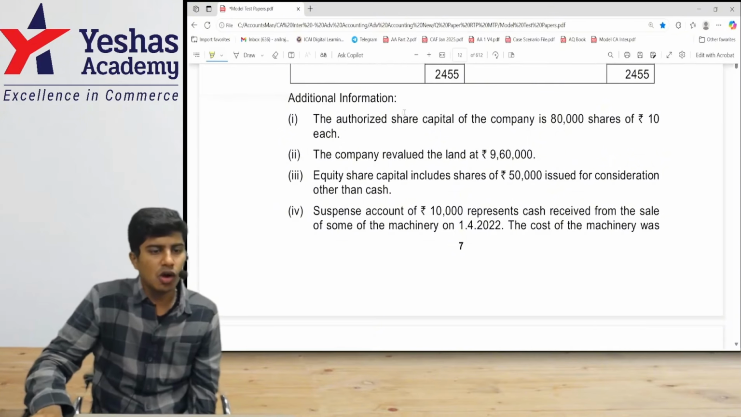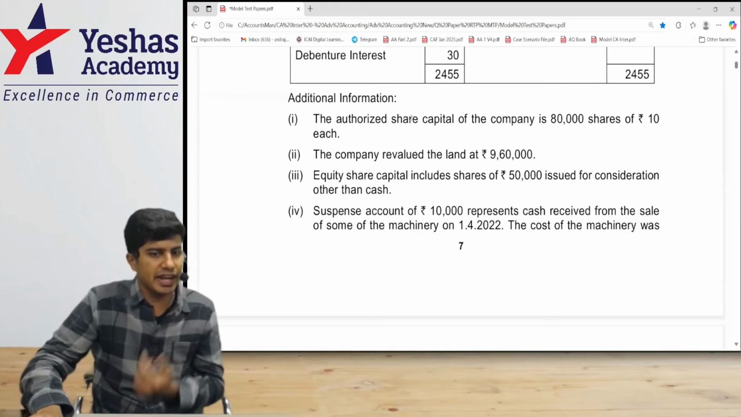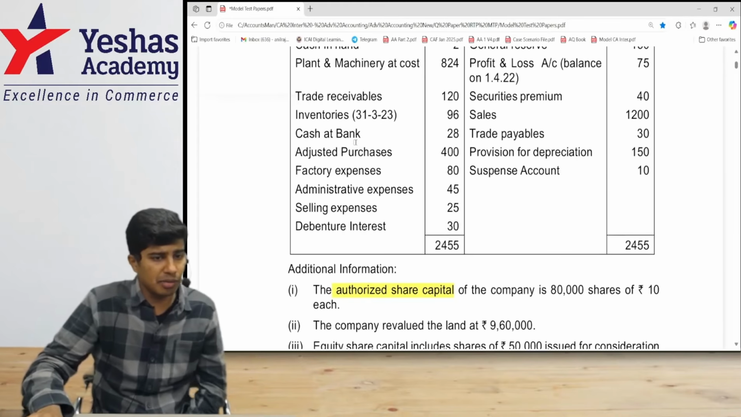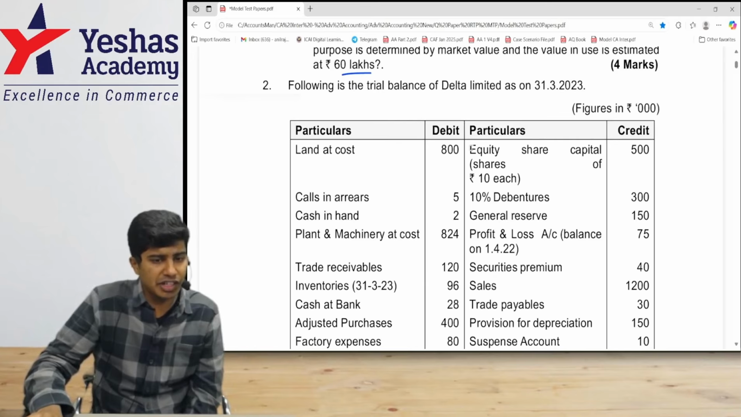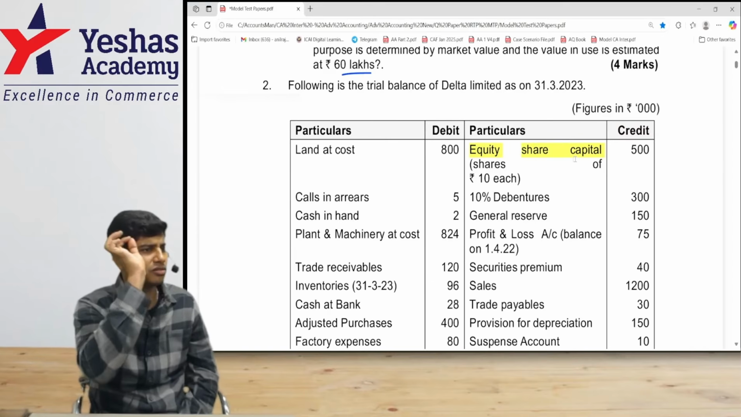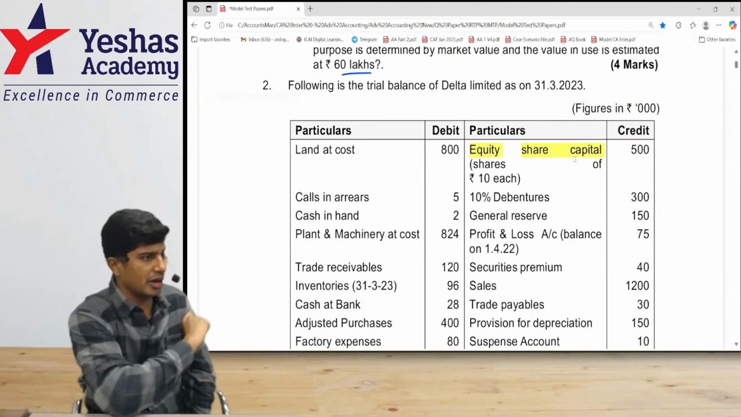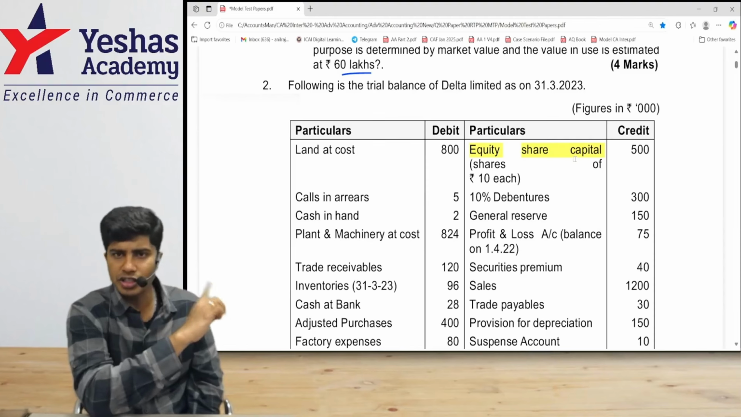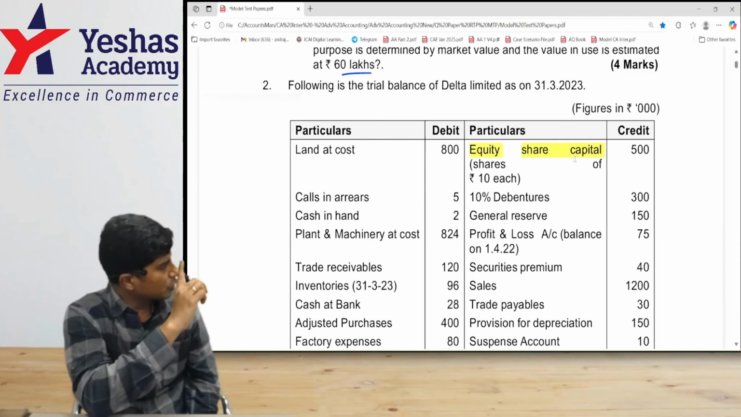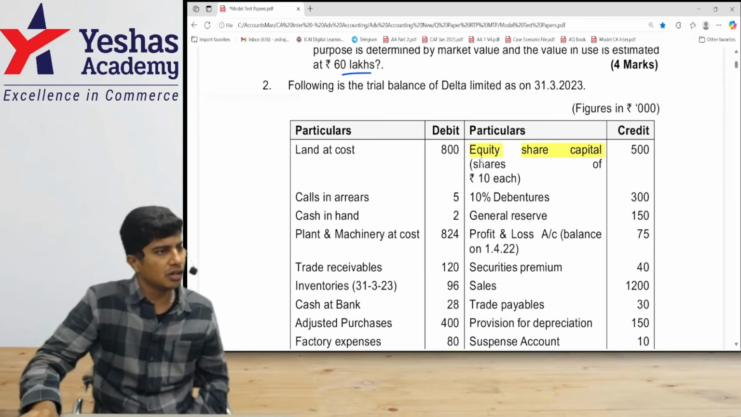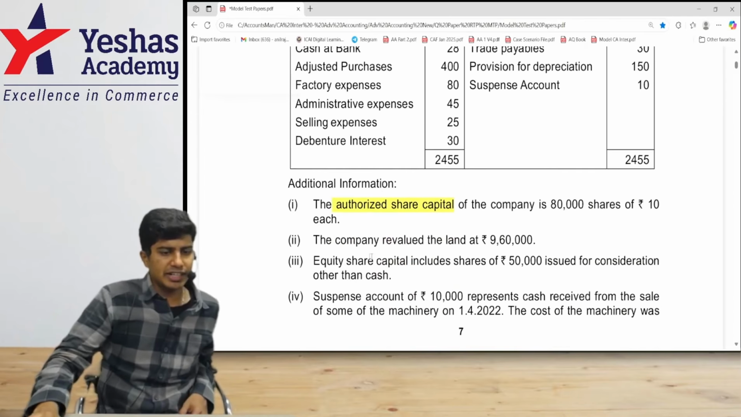Read the first adjustment. Authorized share capital of the company is 80,000 shares of rupees 10 each. Why have they given this? This is to be disclosed in notes to accounts for share capital. Come here. On the credit side, do you have equity share capital? Yes. Make a small marking. You can keep a small dot in your question paper. You cannot highlight it completely and tick it. Keep a small dot saying that for this we have to open notes to accounts. When we open notes to accounts, we are going to disclose that authorized capital. First adjustment done. Come to the second adjustment.